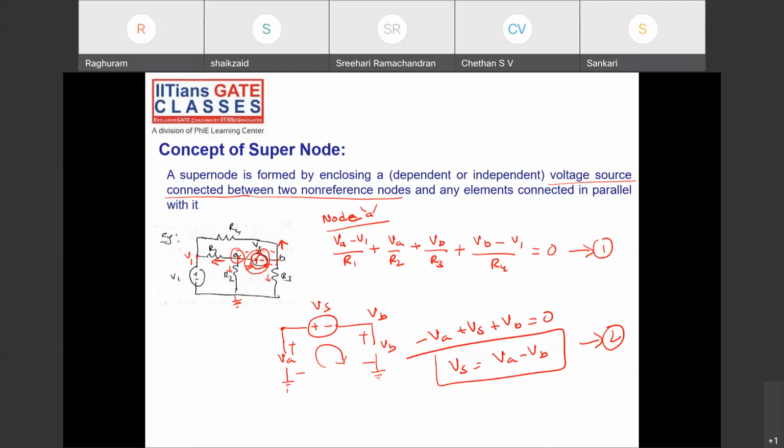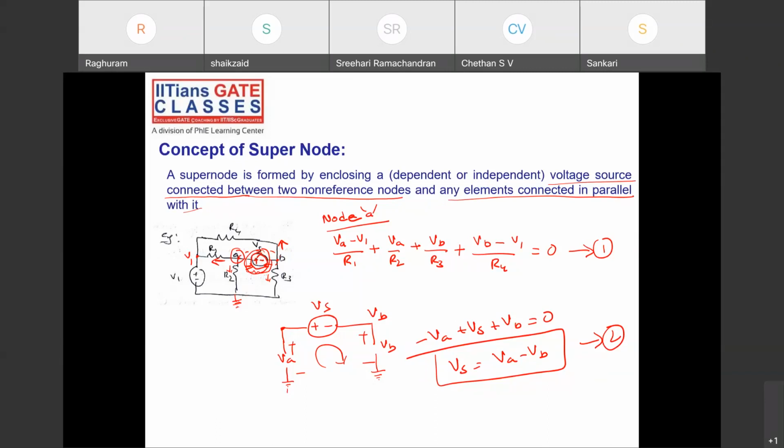One more thing you have to observe: any element connected in parallel with it. If I have a resistor in parallel with it, what happens to the voltage across the resistor? It will again be Vs. Property of parallel elements: the voltages will be the same. That is why I can ignore all the resistances connected in parallel with the Vs. So you have two equations and two unknowns. You can solve for VA and VB.